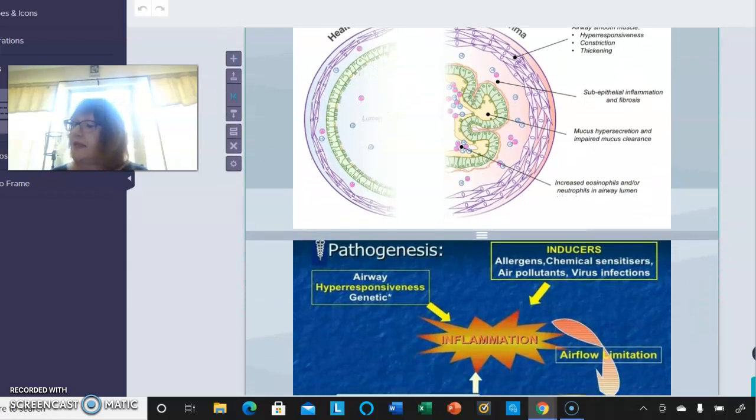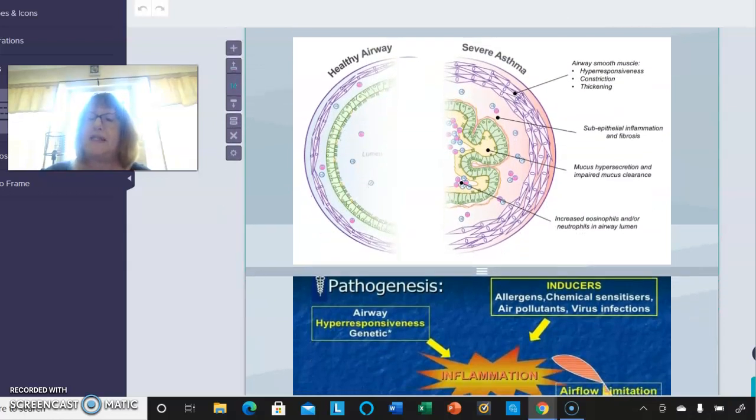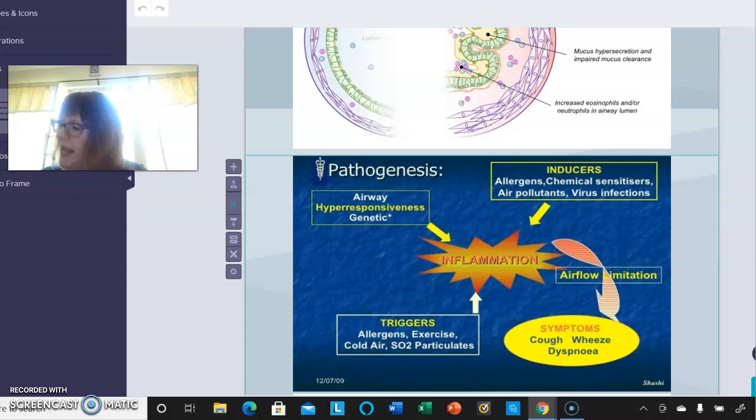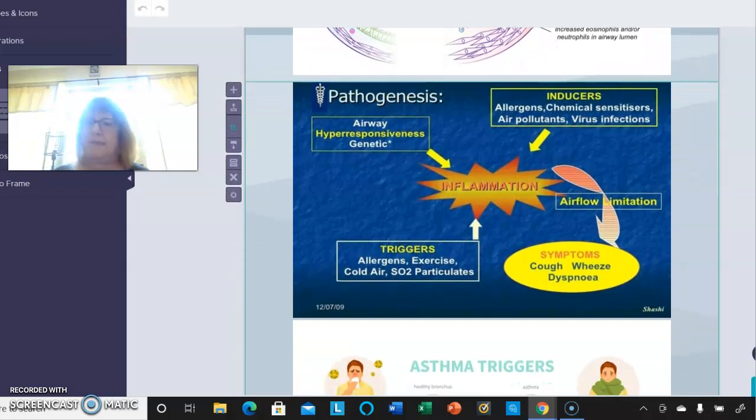And the last disease process that we're going to talk about is asthma. Asthma is an inflammatory disease in which the airways are sensitive to allergens, and this just gives you a little picture here. The lining of the airways becomes swollen and inflamed, and airborne allergens are most likely the cause.